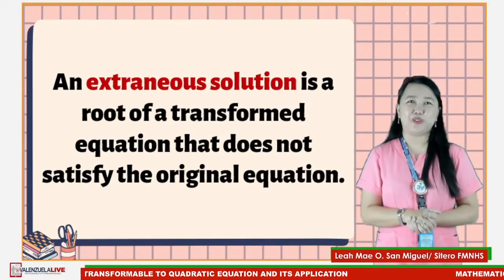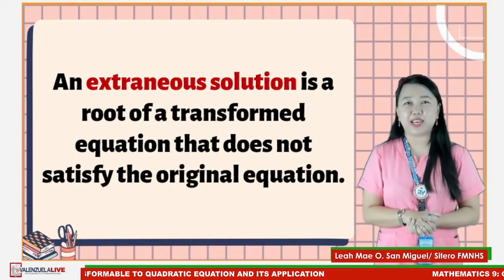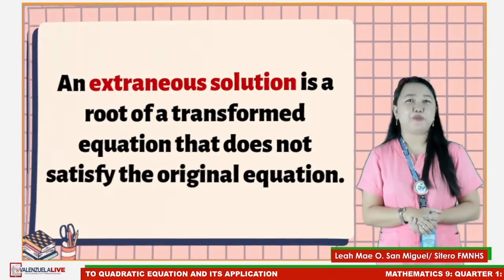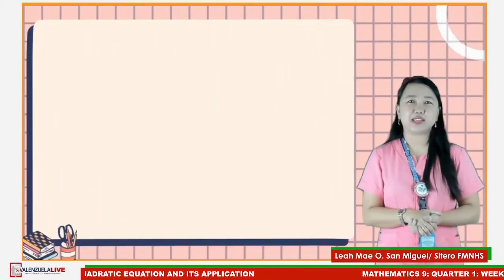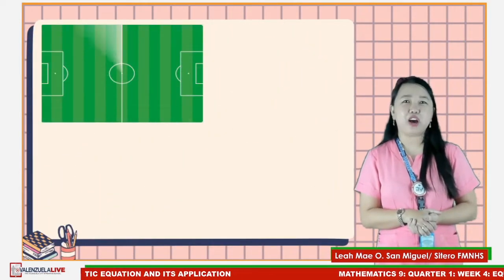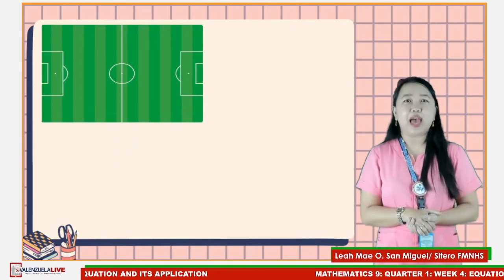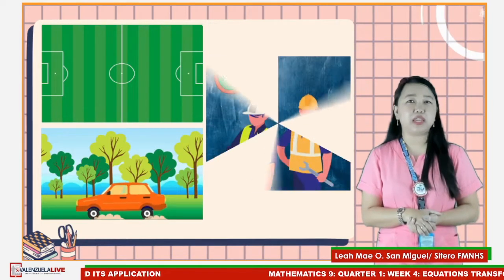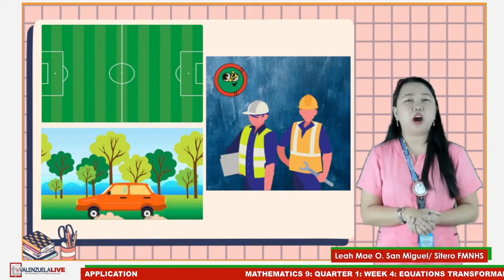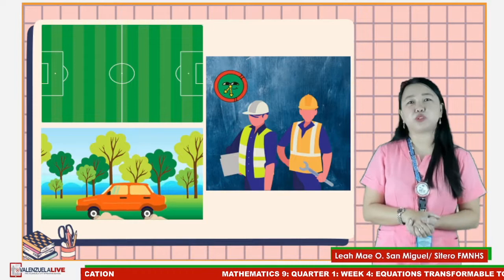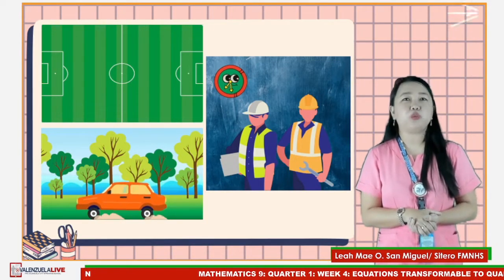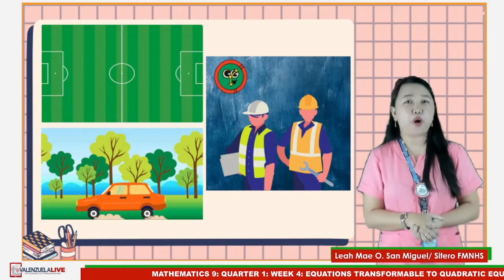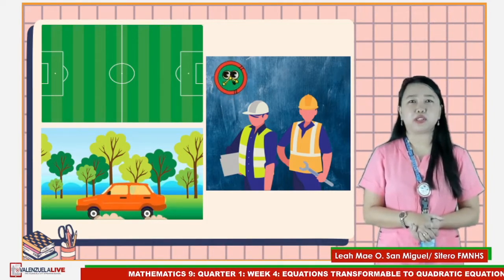You are doing great. We could now apply this in solving word problems. Problems such as involving the area of a rectangular field, identifying the speed of a car, and finding the time needed to finish a certain job are some of the problems that can be solved using the concept of quadratic equations and rational algebraic equations transformable to quadratic equations.